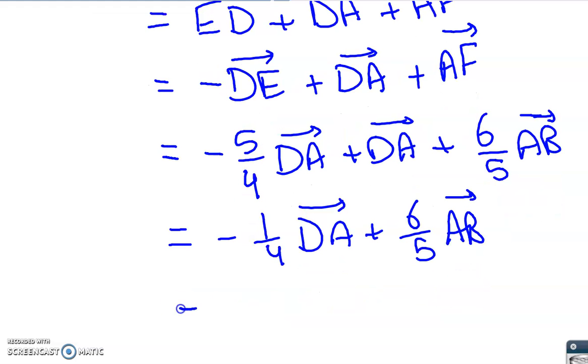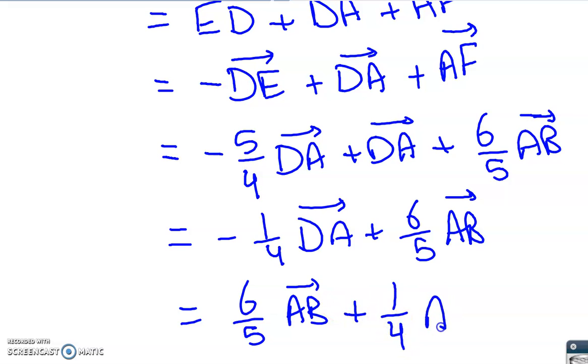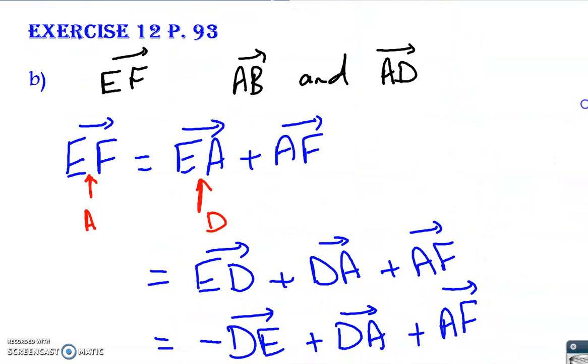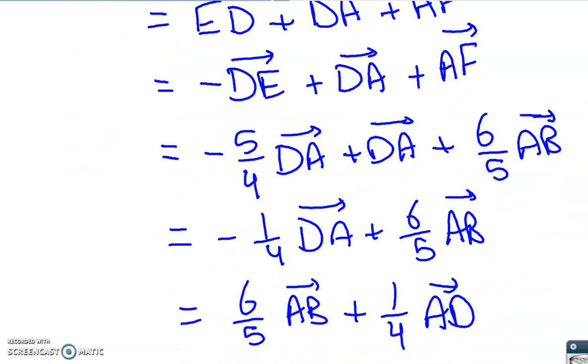I'll just flip them. So this is 6 over 5 AB minus 1 over 4 DA. But minus 1 over 4 DA is the same as plus 1 over 4 AD. So we got EF equal to 6 over 5 AB plus 1 over 4 AD. So a number times AB plus a number times AD. So we wrote EF as a linear combination of AB and AD.